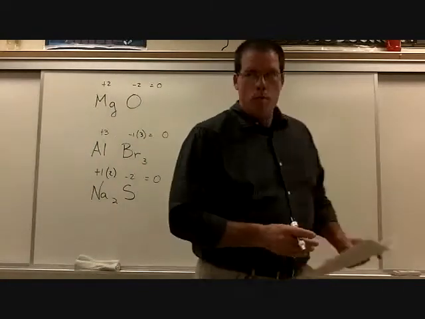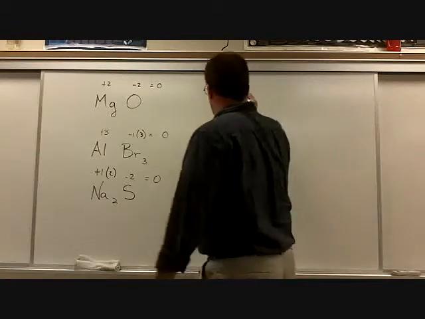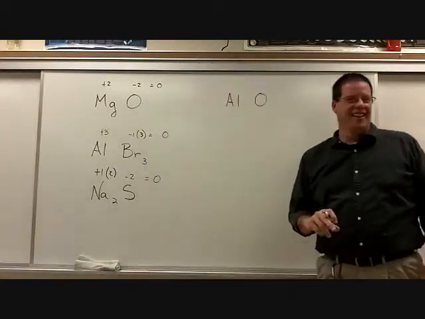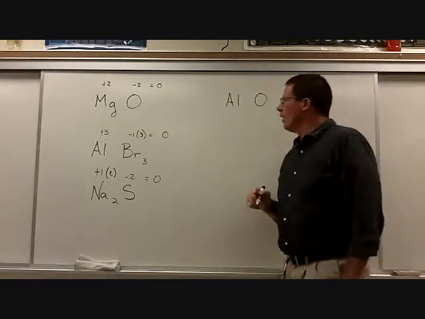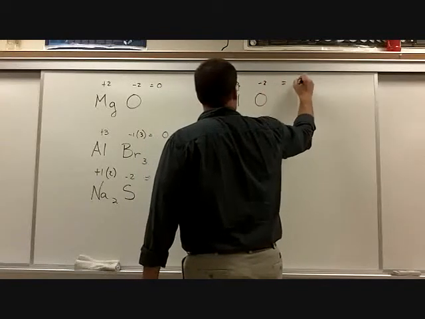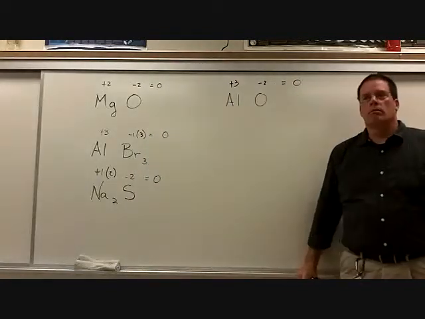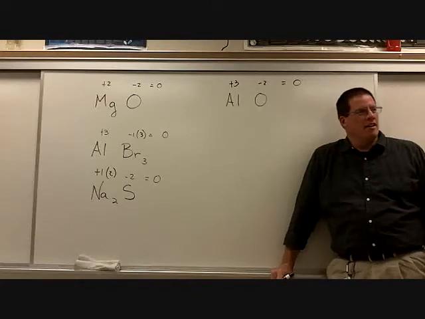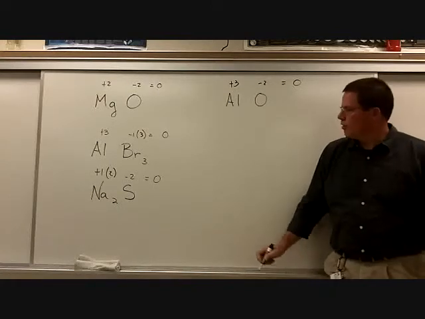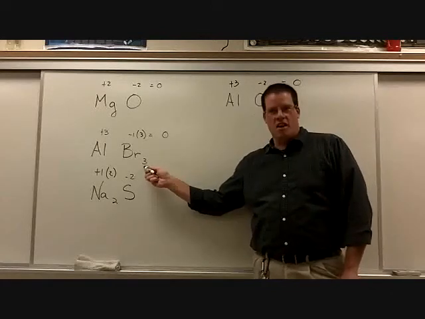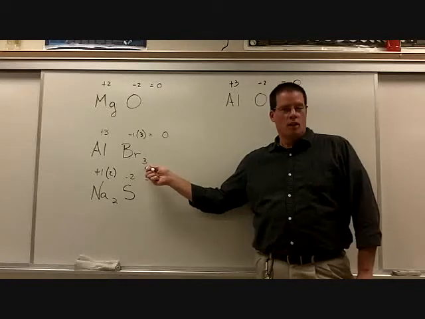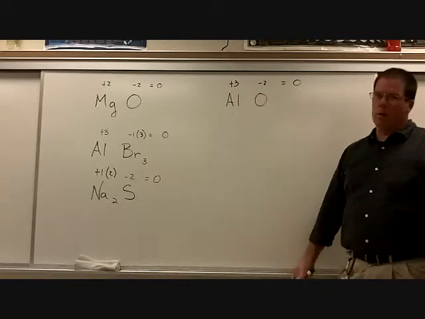Oxygen and aluminum. Aluminum goes first. Very nice. And what's the charge on aluminum? Plus 3. Oxygen? Does that equal 0? No. Now's a good point. What we cannot have is fractional subscripts. We have to have whole numbers here. So, if we have a 3 and a 2, what do we need to do?